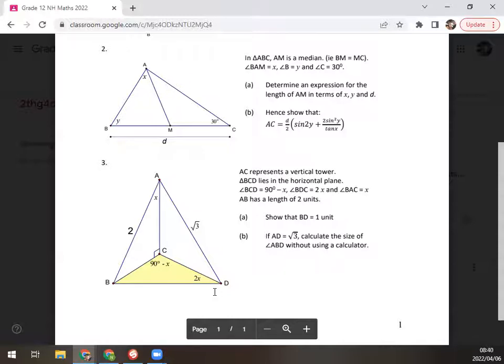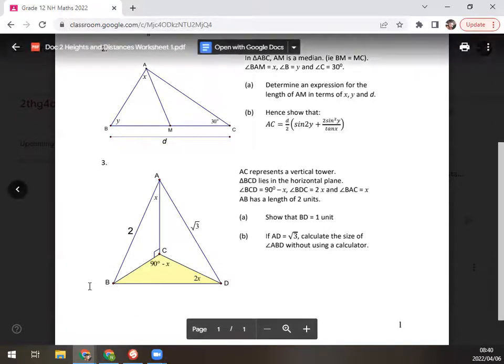Then they're giving you some more information there. You can read through all of that. Show that BD is 1 unit. Okay, that's the first question, which is a bit strange, but obviously you'll have to be able to cancel some stuff out. Okay, so please work on that now, guys. Number 2 and number 3. And I'm here to help if you need.